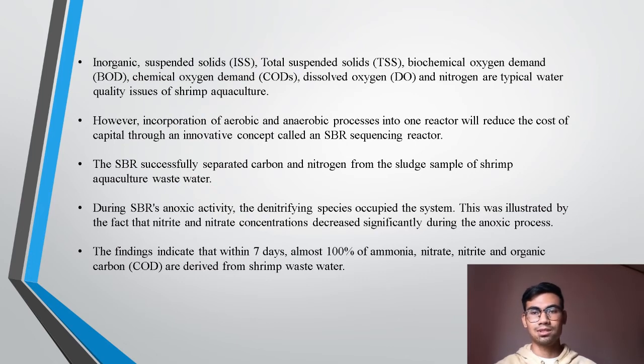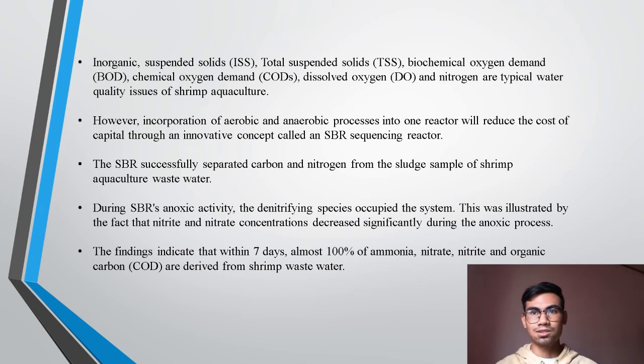Effective shrimp aquaculture demands the conservation of water quality, which is crucial for shrimp production. Inorganic suspended solids ISS, total suspended solids TSS, biochemical oxygen demand BOD, chemical oxygen demand COD, dissolved oxygen DO, and nitrogen are typical water quality issues of shrimp aquaculture. So incorporating aerobic and anaerobic processes into one reactor will reduce the capital cost through an innovative concept called SBR, which is sequencing batch reactor.